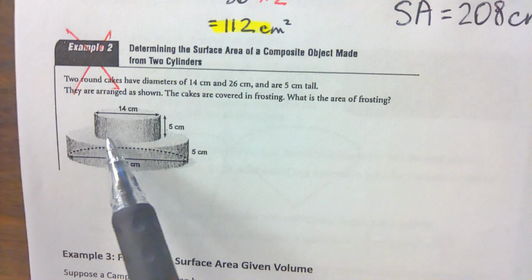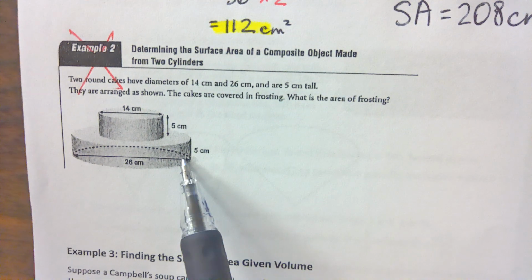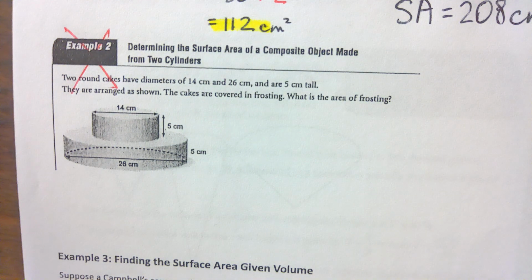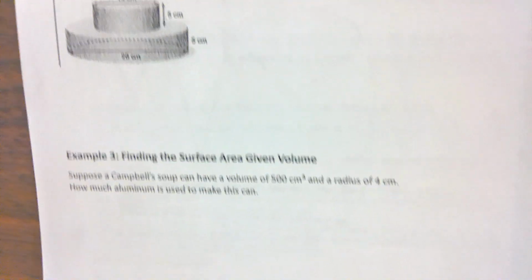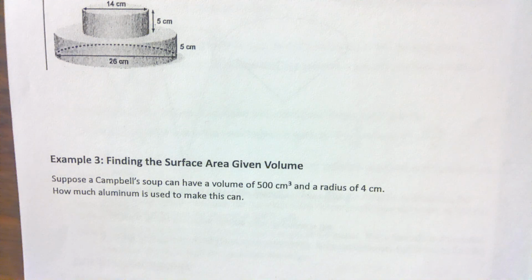So then you have to consider not counting the bottom circle here, but then adding the top circle. So it's a little too complicated, too time consuming. Okay, so we'll go to example 3. Finding the surface area given the volume.